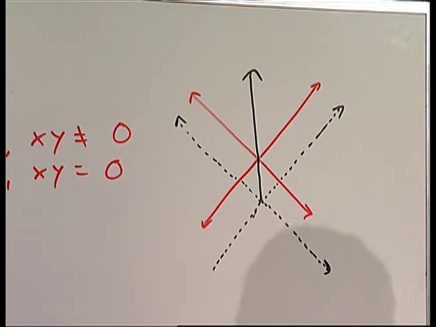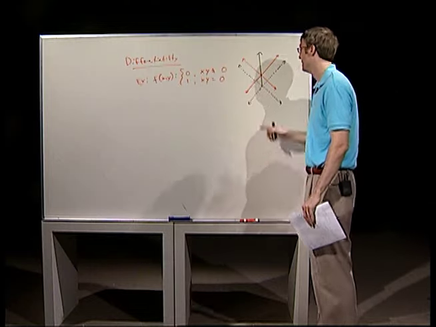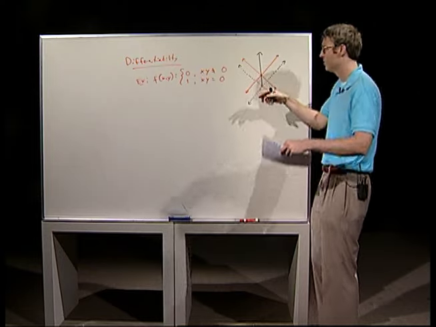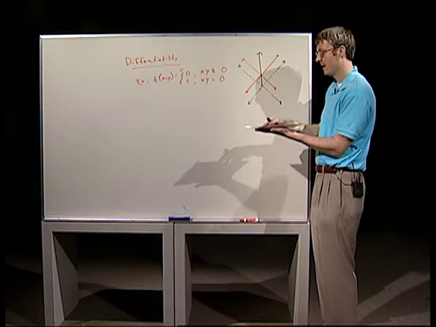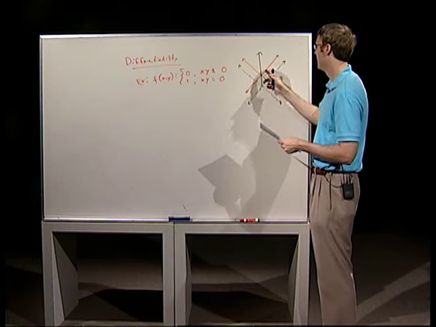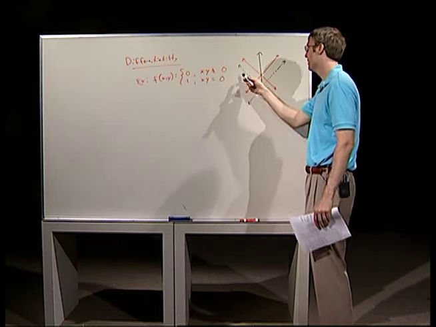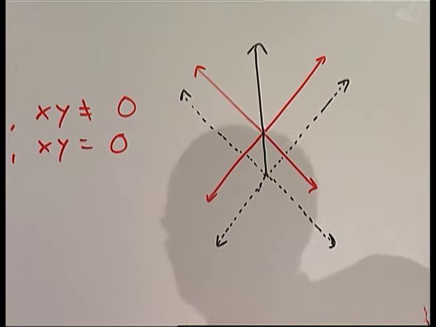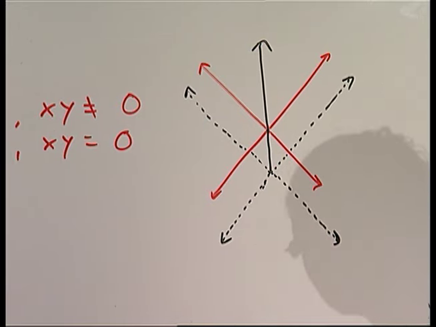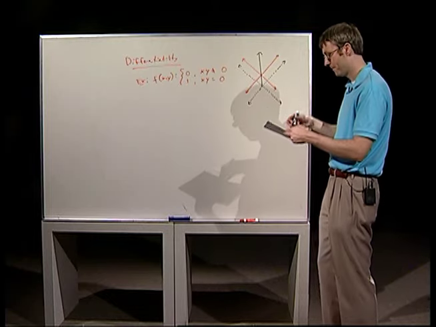So what we have here is everybody who's not on these black dashed lines. This is down on the xy plane, right? The orange is a unit above, directly above the xy axes. Everybody not on one of these axes has functional value 0. Everybody on the axes has functional value 1. So that's this function here. This is the graph of f.